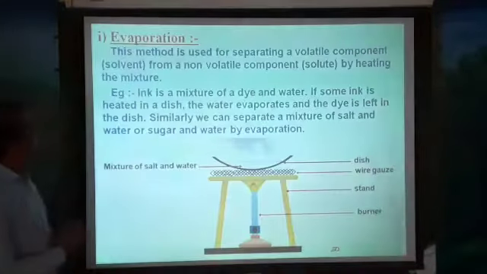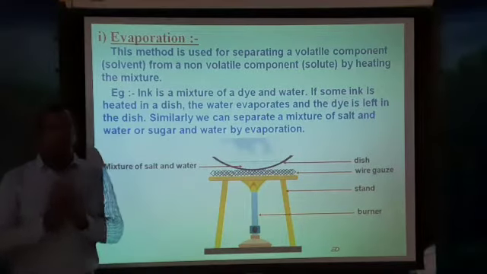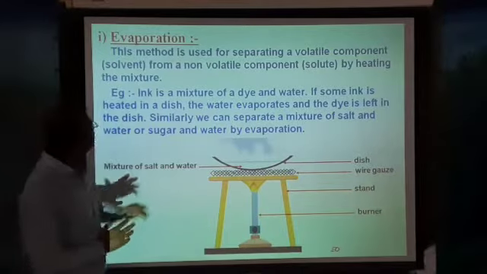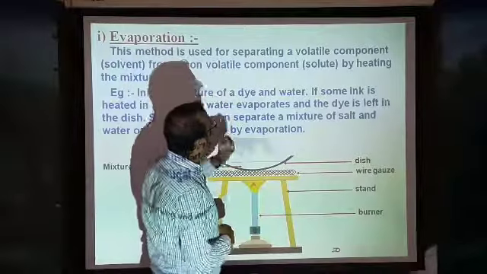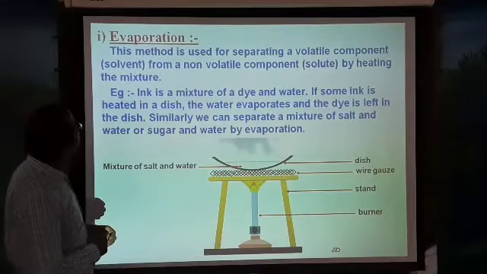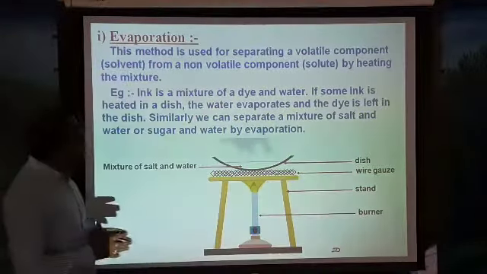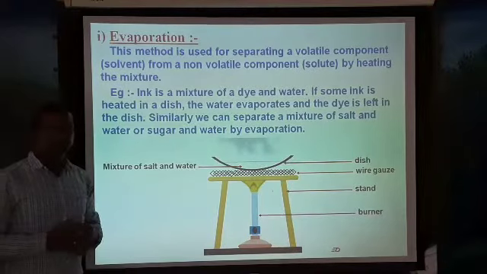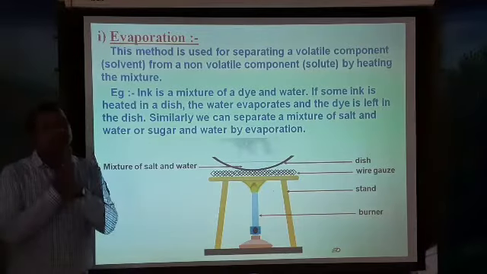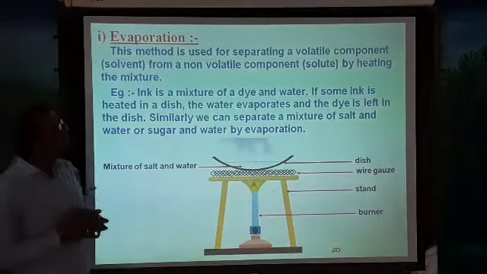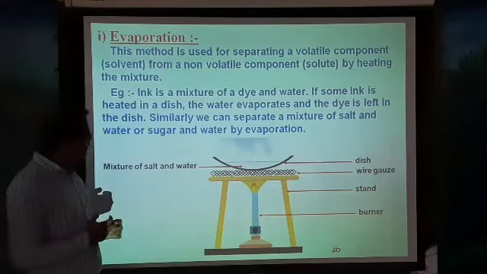The first one is evaporation. By this method, how can we separate the components from the mixture? This method is used for separating a volatile component, that is the solvent, from a non-volatile component, that is the solute, by heating the mixture. Here we can separate the components from the mixture by the heating method. That is called evaporation. So here we will take a small activity.